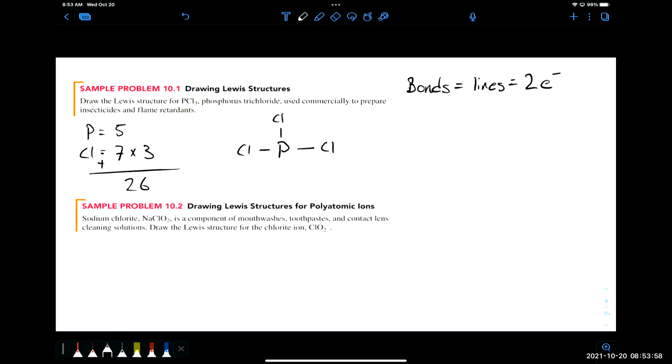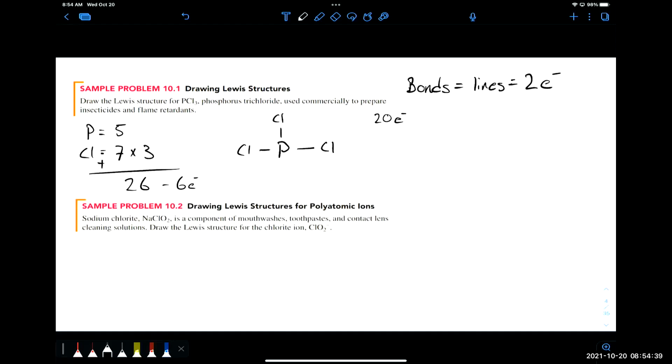Okay, so bonds equal lines equals 2 electrons. We'll see double bonds, maybe in this next one. Okay, so we've used these 3 bonds. Those are 2 electrons each, so it's 6 electrons that we've used up. So from our 26, we're going to subtract out those 6. Those are our bonding electrons. So we're going to have 20 electrons then that we get to fill in around these.